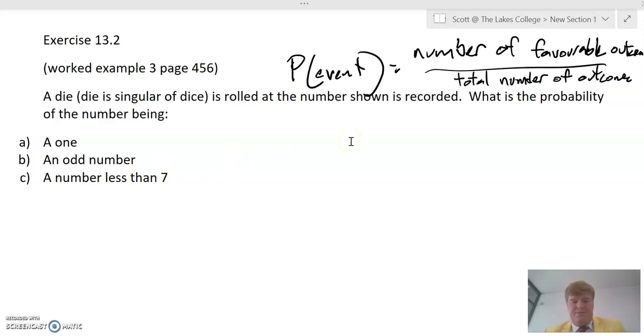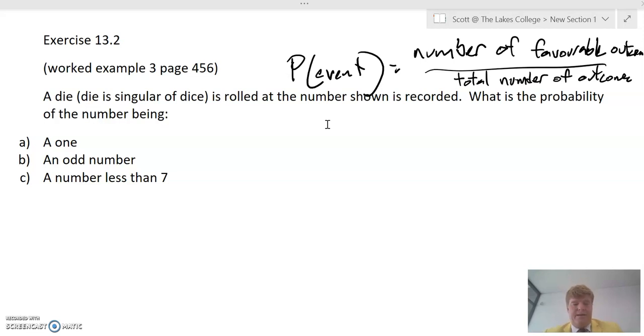And just going to start with a reminder here. The probability of an event is the number of favourable outcomes, the number of outcomes you're looking for, divided by the total number of outcomes. So we're going to start by rolling a die. It's a singular die, and we're looking at a number. And so we're looking at what the different probabilities are.